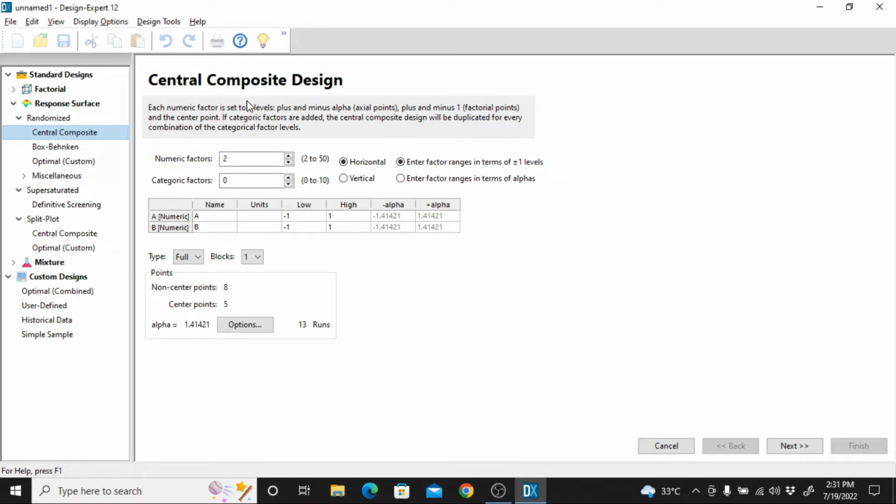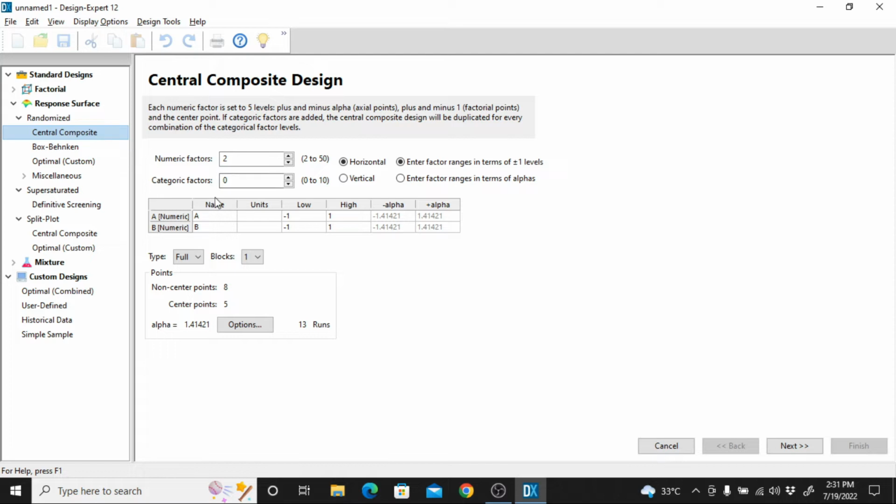It means you're going to study at the very minimum critical parameter and at the very maximum critical parameter what happens to your response. That's the purpose. If you're not going to study at the minimum and maximum parameter range, you can use either Box-Behnken or optimal, depending on your design.